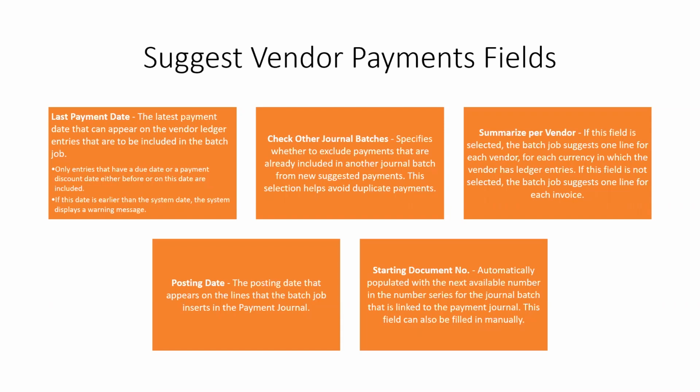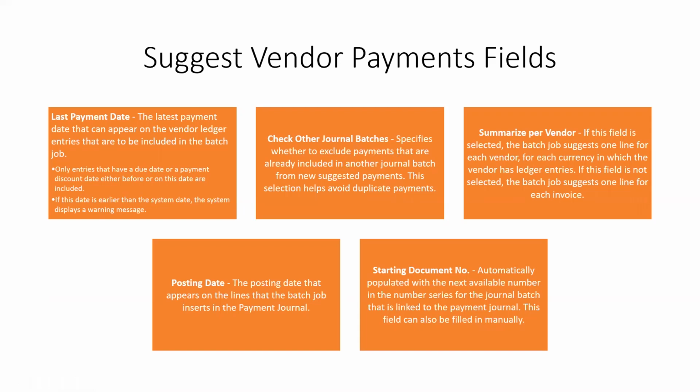In the first place, the last payment day we need, because we need to tell the function or this tool, hey, look until the following month or 2 months or 3 months in the future. Just select the last payment day, which is a window, in this case, for us to see a horizon for the entries that were posted, so we can select invoices to be paid. Okay, check other journal batches specifies whether to exclude payments that are already included in other journal batches.